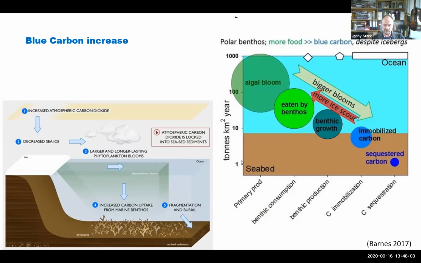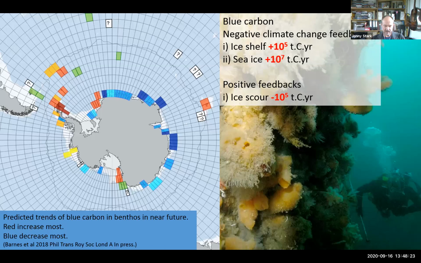So biological growth draws down carbon to the seabed and stabilises it and sequesters it in sediments. And this ecosystem service varies spatially and temporally. But unlike terrestrial forests, much of it is permanently buried in sediments. Some blue carbon projections, again from David Barnes, show that it's increasing in some areas, which is actually a negative climate change feedback, but decreasing in other areas, which is a positive feedback. But overall, he thinks it's increasing.